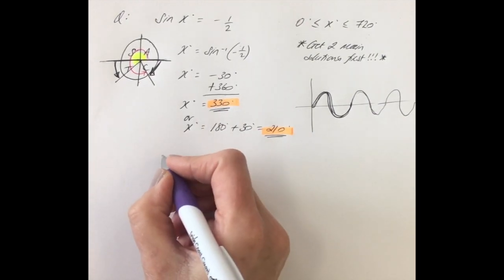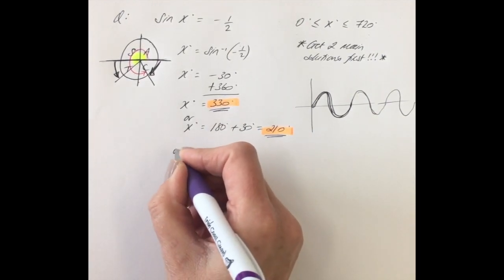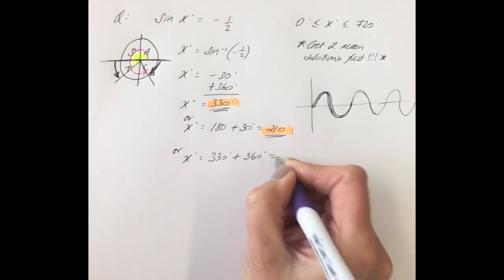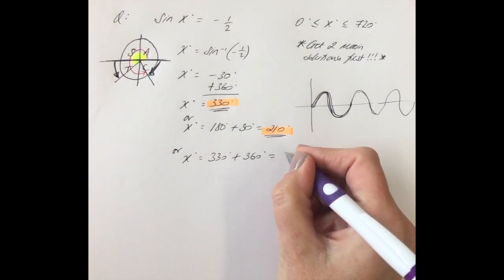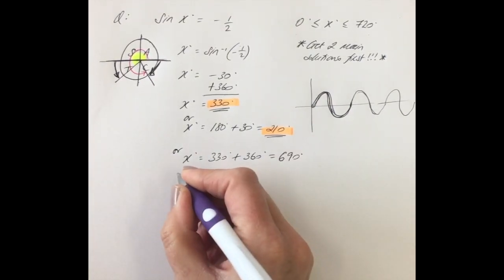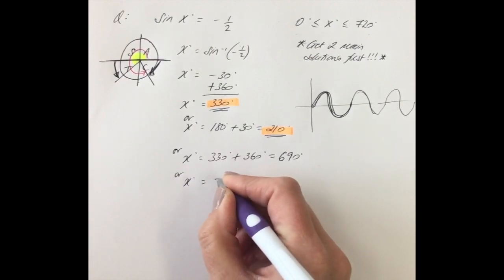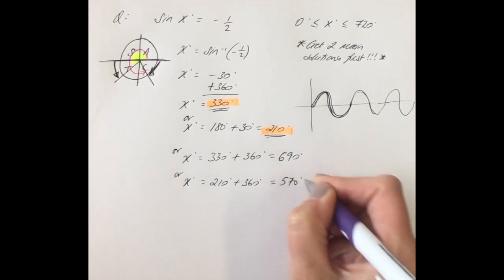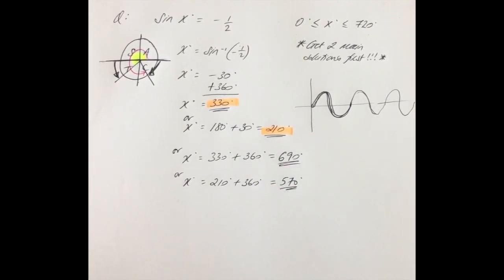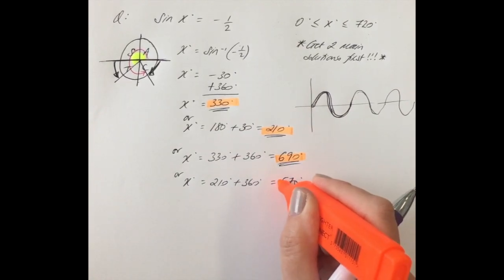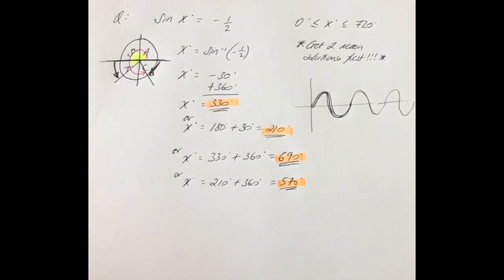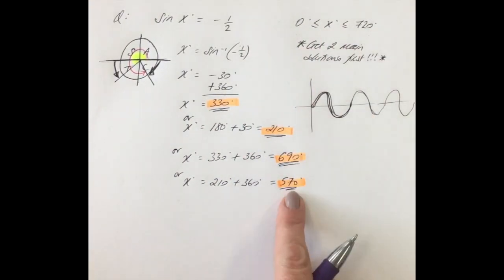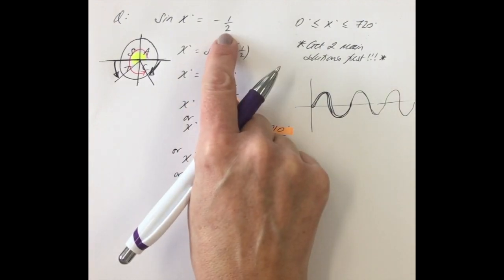So if it repeats every 360 degrees, then all I need to do is add on 360 degrees to 330, which is 690, and add on 360 degrees to 210. And there we go. We have two more angles, all of those in the range 0 to 720 degrees. We're getting four solutions now that will give minus a half.